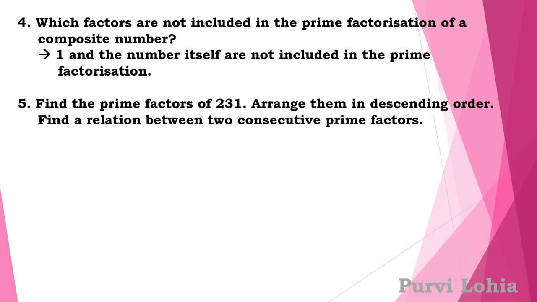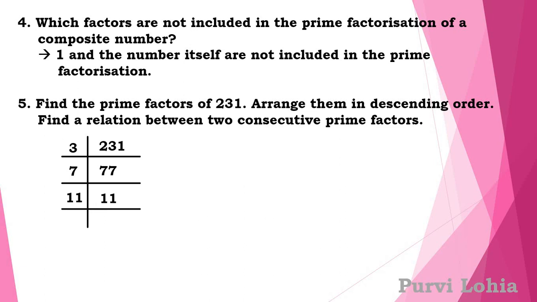Okay, next question. Find the prime factors of 231, arrange them in descending order, and find the relation between two consecutive prime factors. Okay, so you will prime factorize 231. So again we will prime factorize. It is an odd number, so it will not be divisible by 2. Is it divisible by 3? Yes, it is, and it will give 77. It is very clear that it is divisible by 7, and it will give 11, and 11 is a prime number, so the same number will come.